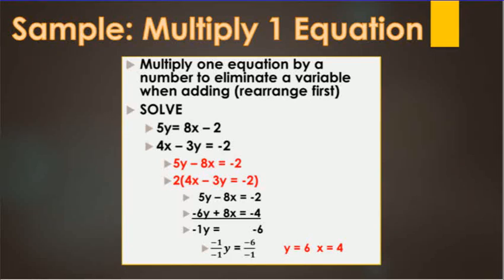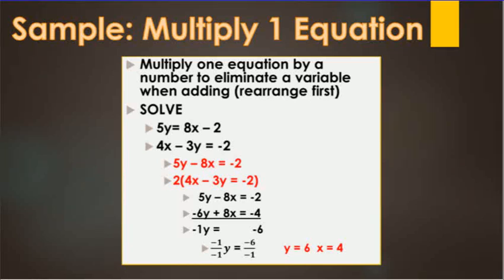So we have 5y minus 8x equals -2. And then you have your 4x minus 3y equals -2. Since the x's need to be opposites, I know that the greatest common factor of 8 and 4 is 8. I don't have to change anything with the 8x. I need to make the 4x become a positive 8x so I can eliminate the x. So I multiply everything by 2.